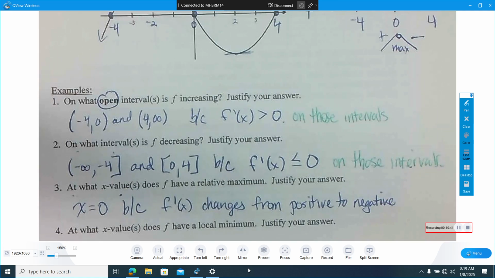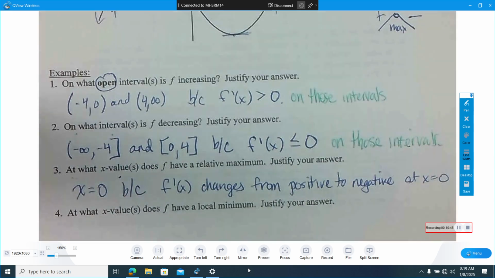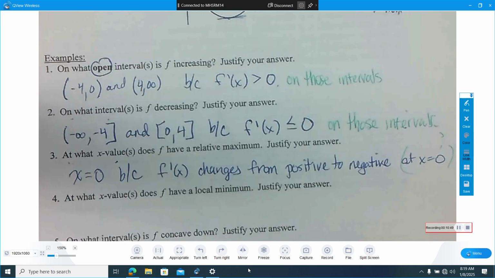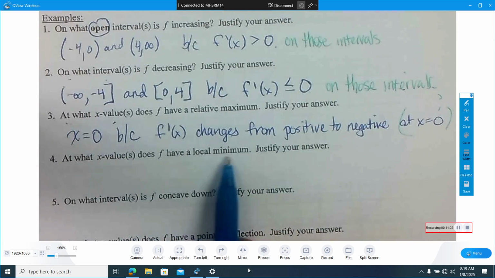Okay. Maybe at x equals 0. I don't know. You know, it's like how specific do we need to get? Is it that little extra bit that's really sealing the deal there? All right. At what x values does f have a local minimum?